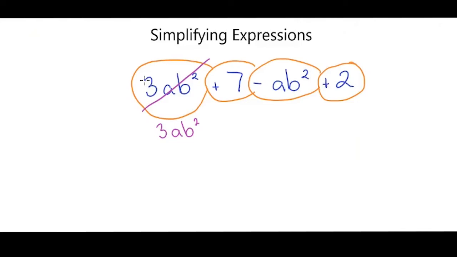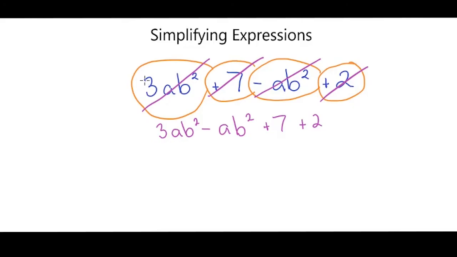And I'll look to see if there are any other ab squared terms, and I see a minus ab squared, so I'll rewrite minus ab squared, and I'll cross that off. All done with the ab squared terms. All I have left are constants, so I'll put plus 7, plus 2, cross those off, and let's collect like terms. So here I have 3ab squared minus ab squared.